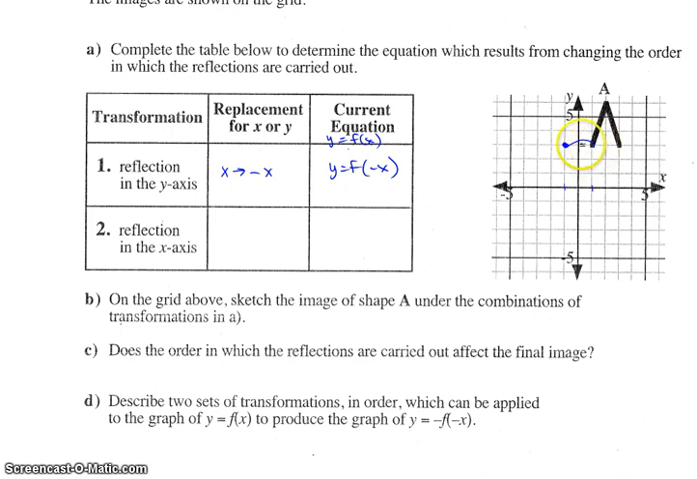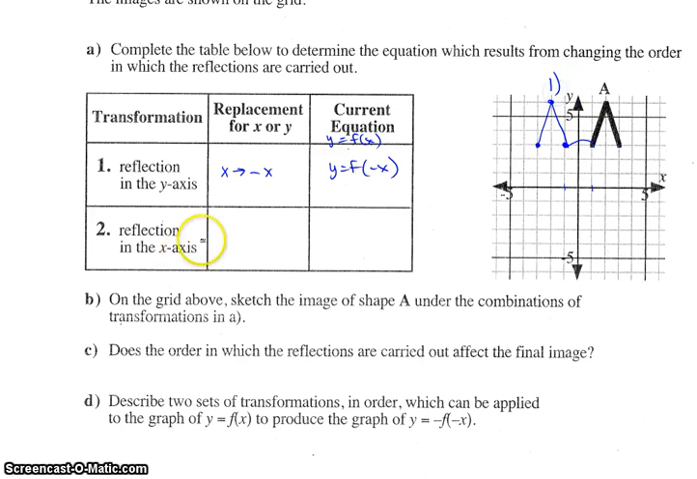Now let's actually do that to this graph. This point is 2 away, so it would be 2 away on the other side. This point is 1, 2, 3 away from the y-axis, so 1, 2, 3 away from the y-axis on the other side. So there's our graph. That's after transformation 1.